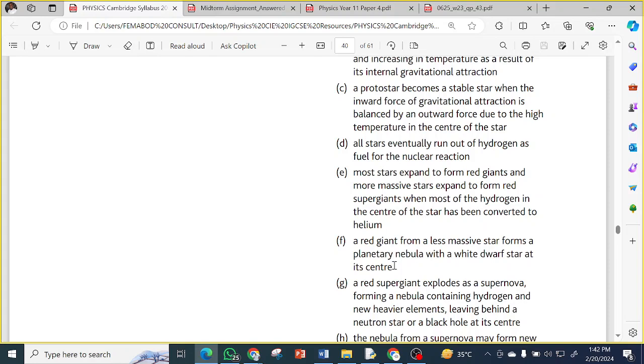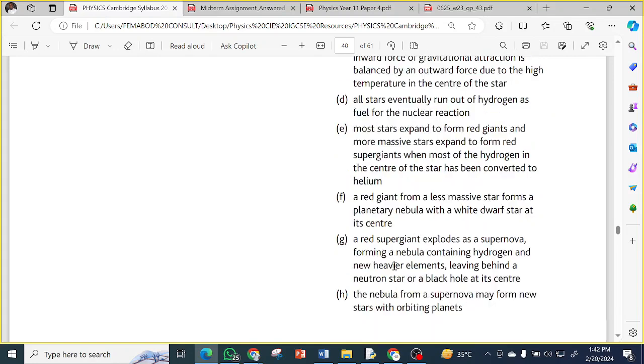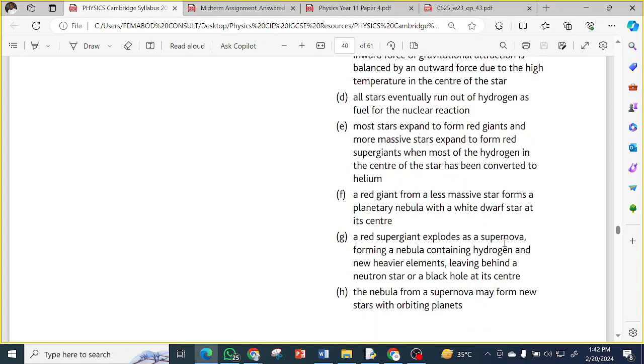It continues. When the stars are eventually formed, hydrogen is used up, it remains only helium, then it becomes red giant and super giant. Then what happens again is that another planetary nebula is formed. So the red supergiant explodes as a supernova, and that will give us another nebula which has hydrogen and other heavy elements. So the result will now be what we call a neutron star or a black hole at its center.